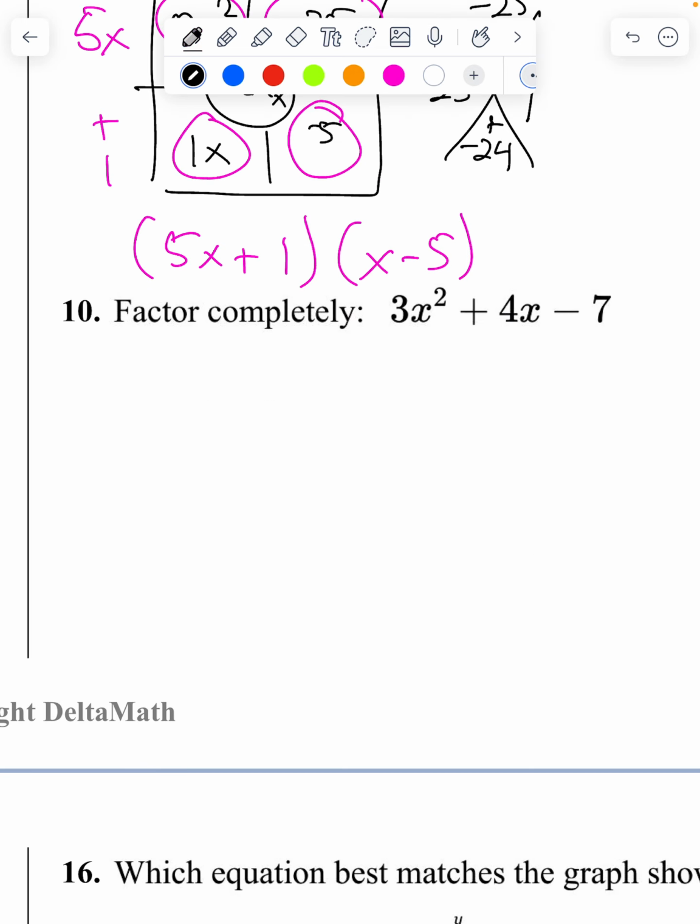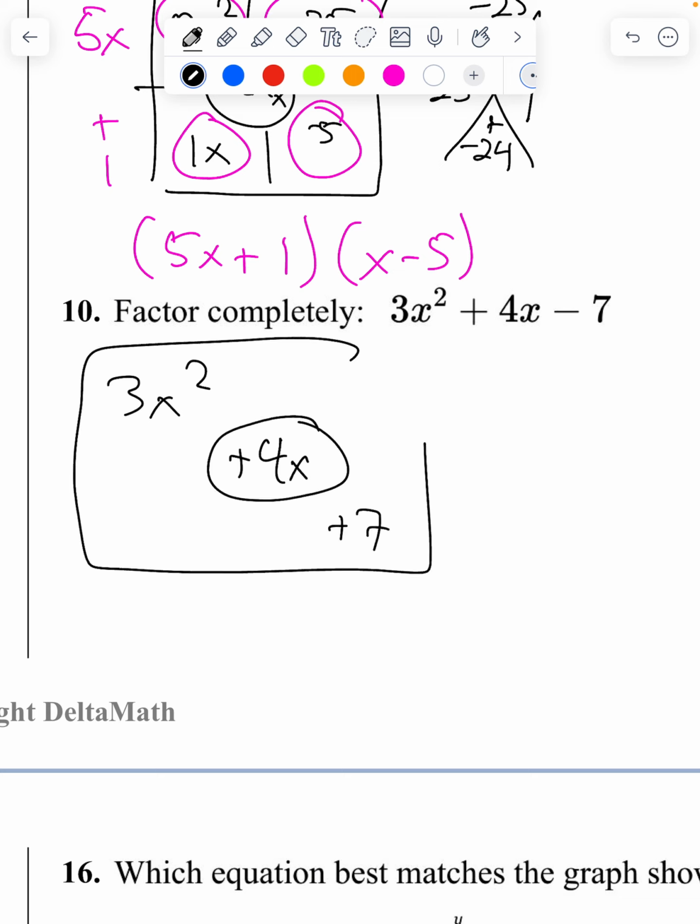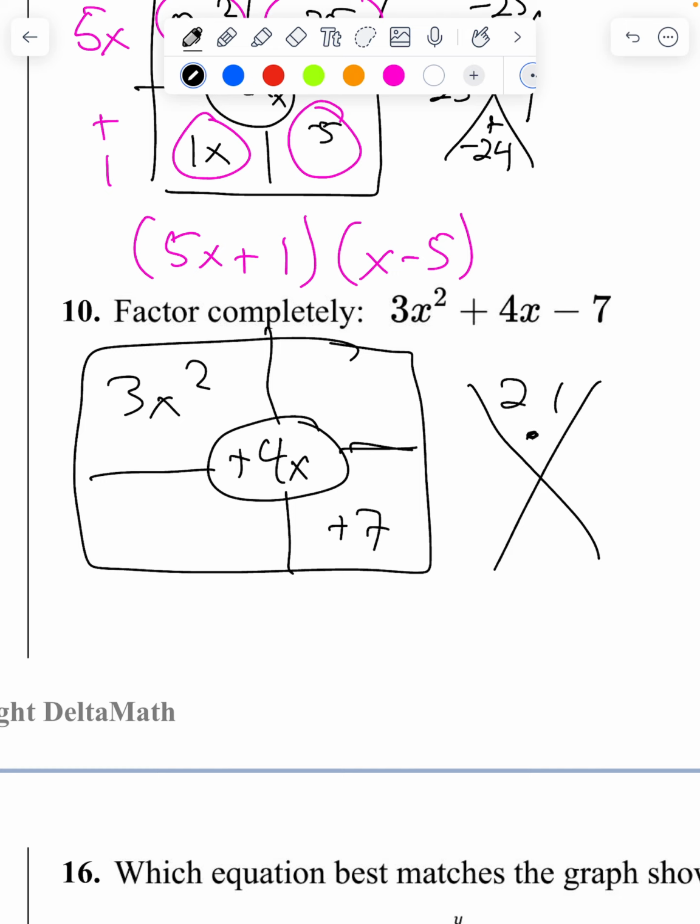All right. 3x squared plus 4x plus 7. Got to multiply to 3 times 7, which is 21, and has to add to positive 4. So definitely, well, it says negative 21, sorry. Missed the negative there. So 3 times negative 7 is negative 21.